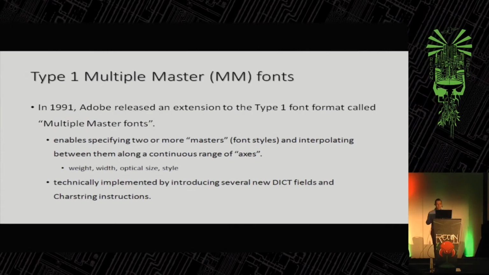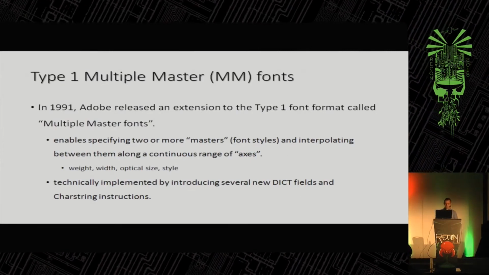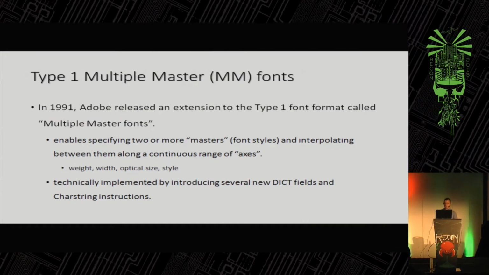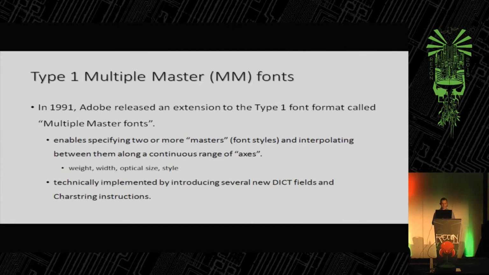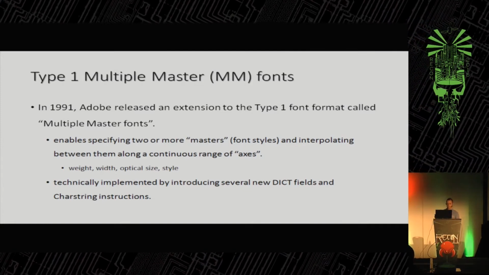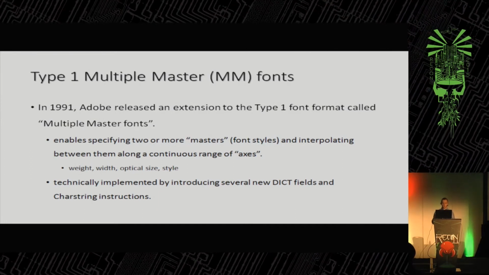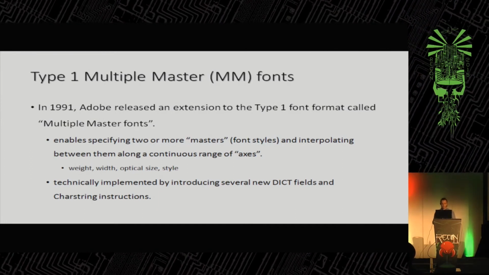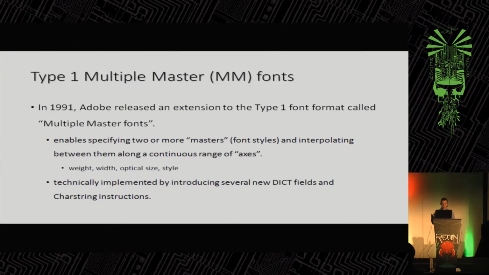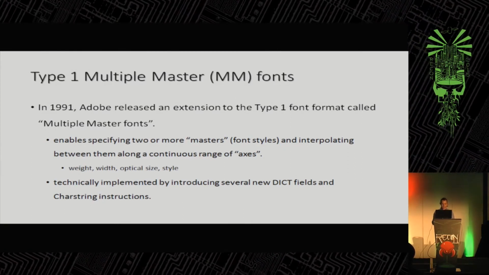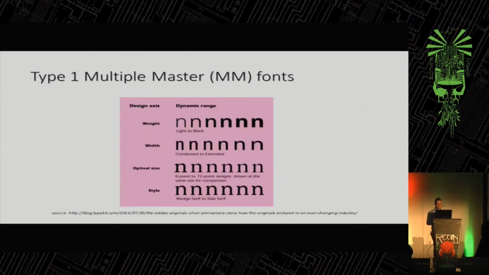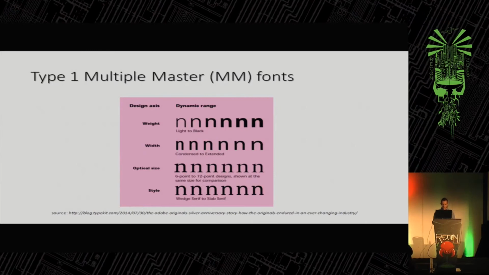So, just a brief introduction into multiple master fonts. It's basically an extension of Type 1 fonts that Adobe introduced several years after Type 1 fonts. It makes it possible to specify 2 or more masters that you can interpolate between in fonts to be able to get different results and not be dependent on the specific shape of the glyph, but have it more dynamic. So this is an example of how this would look.